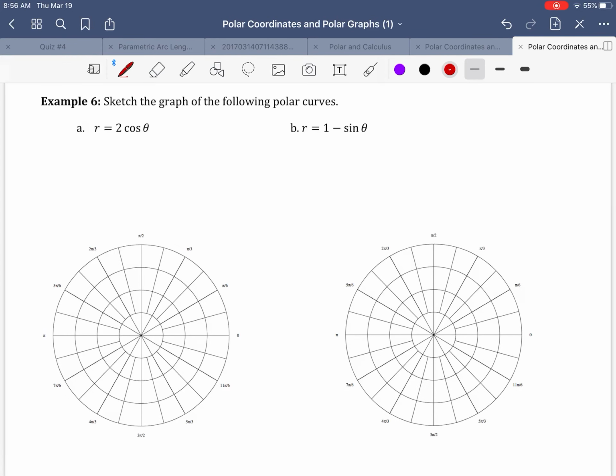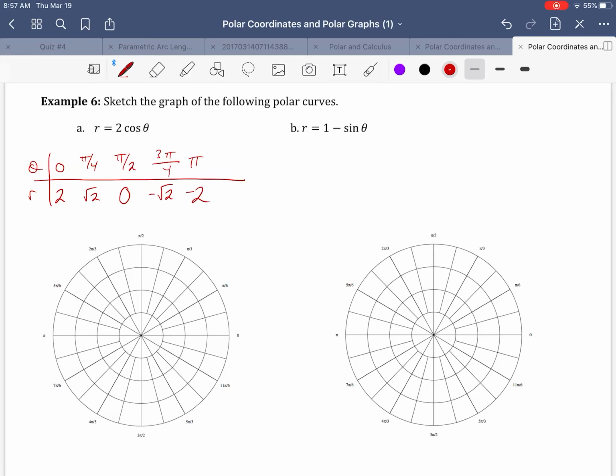Okay, so we're going to start basic, just like we did with parametrics. And the very first way we ever sketch things is we plot points. So I got my theta and my r. So I'm going to go around 0, pi over 4, pi over 2, 3 pi over 4, pi. And we're going to see what this thing looks like. Now if I plug in 0, I get 2. Pi over 4, I get the square root of 2. I get 0, negative square root of 2. Plug in pi, you just get negative 2.